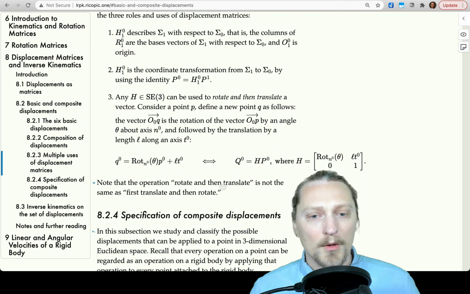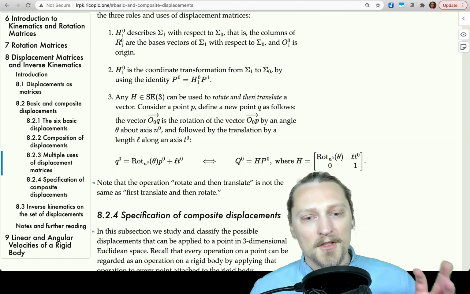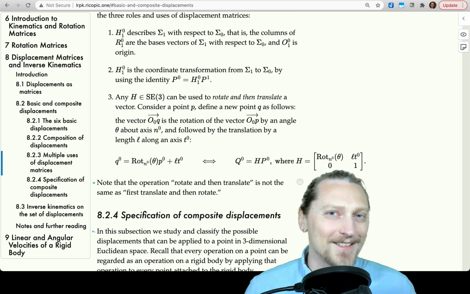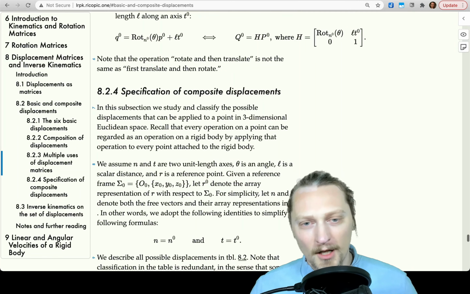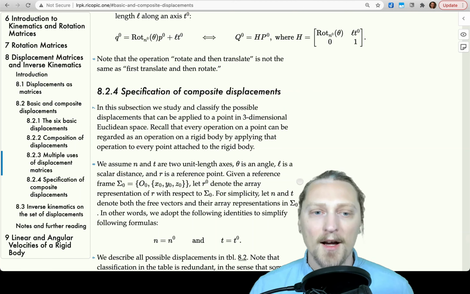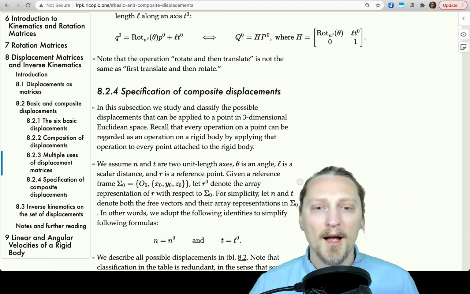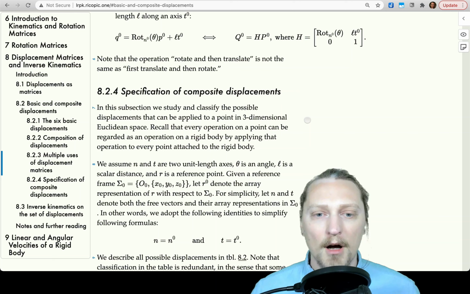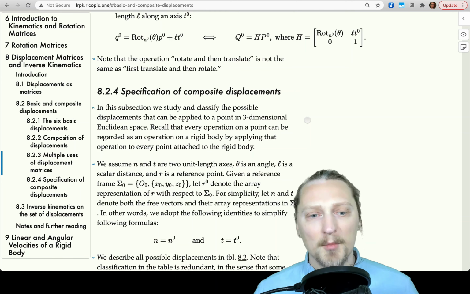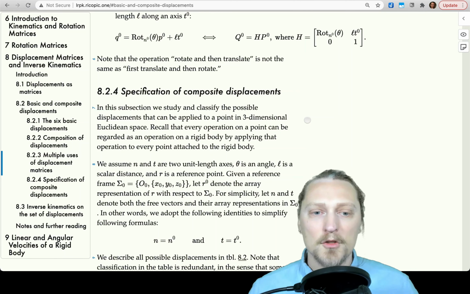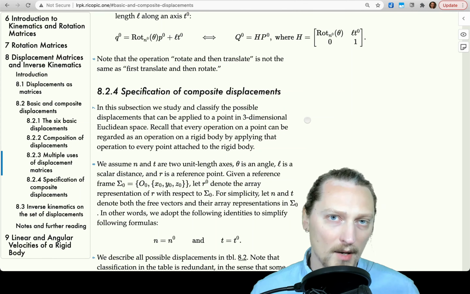Note that the operation rotate and then translate is not the same as first translate and then rotate. If you don't believe me, give it a shot with some example and see what happens. Specification of composite displacements. In this subsection, we study and classify the possible displacements that can be applied to a point in three-dimensional Euclidean space. Recall that every operation on a point can be regarded as an operation on a rigid body by applying that operation to every point attached to the rigid body.